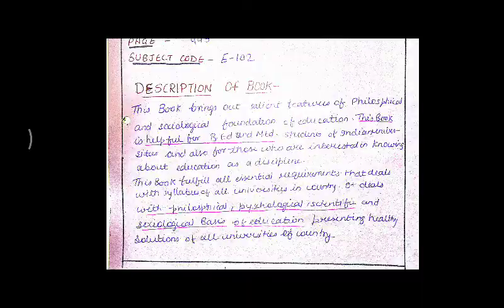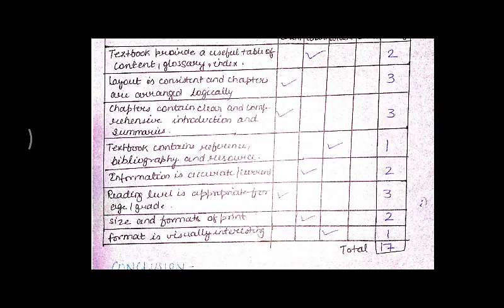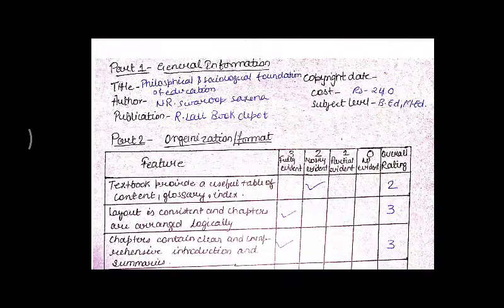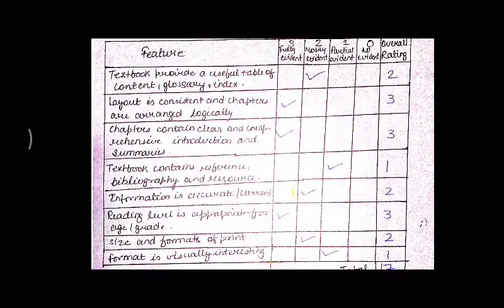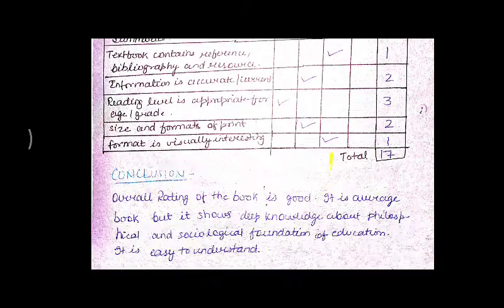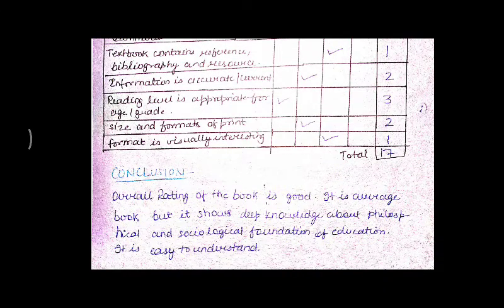Okay. Next is the evaluation of this book, which is done the same way. You have to write the title, author, and publication here also, and then make a table and give ratings or points according to its chapters, content, bibliography, and size and format of print, and then give it a conclusive rating.